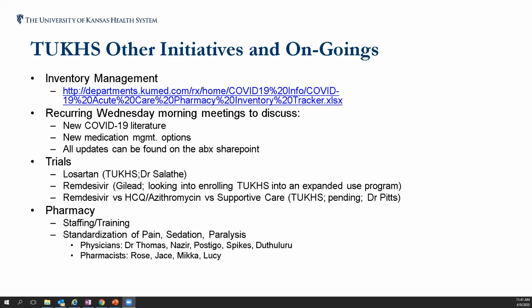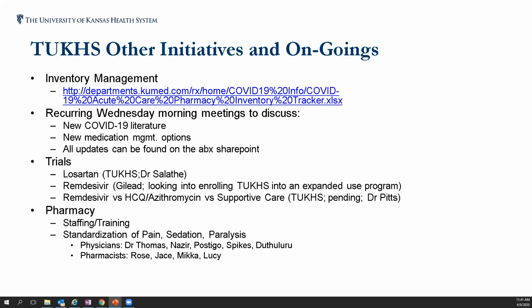So other KU initiatives and ongoings, we've really been working hard on our inventory management, like I'm sure many of us are. We're tracking our inventory and just ensuring that we have what we need. We're not only battling what we deem as traditional shortage issues, but also COVID-related issues, because everyone wants the same drugs that we also want. Our pharmacy supply chain has been instrumental. They have created a really amazing tracking sheet.